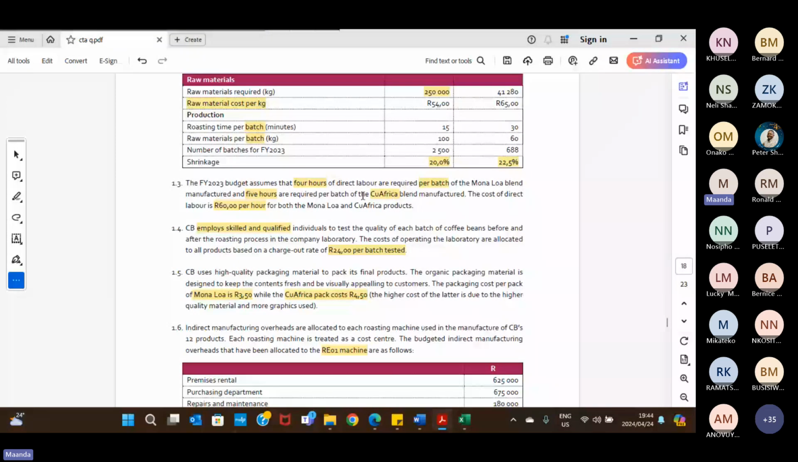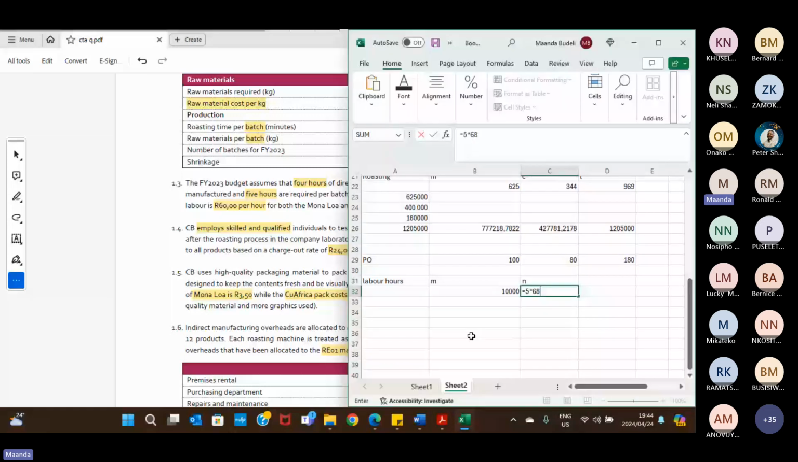So I'm told it takes 5 hours, and then that's 688. So 5 multiplied by 688, and then I get 3.4. I have my total here. Then after having my total, I allocate. Then after doing my allocation, I'm done.